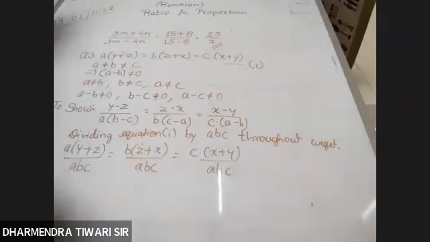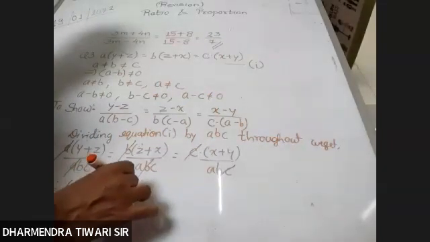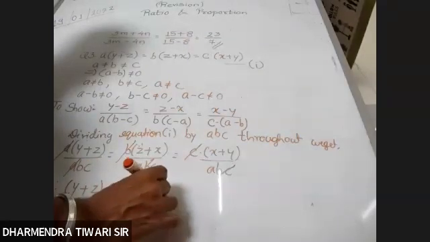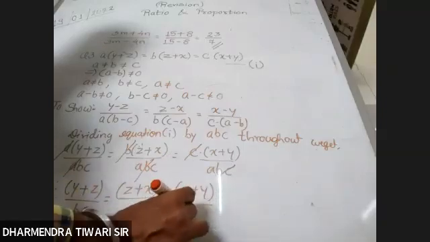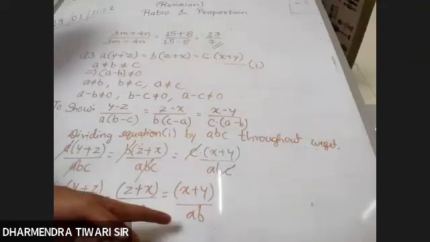So what we can see is A present in the numerator as well as in the denominator, strike this A. Here B is the same in numerator and denominator, cancel this B. Here C, cancel this C. So what remains? Therefore, (Y + Z) divided by BC, (Z + X) divided by AC, (X + Y) divided by AB. After this, we now have BC in the denominator here, AC here, and AB here.